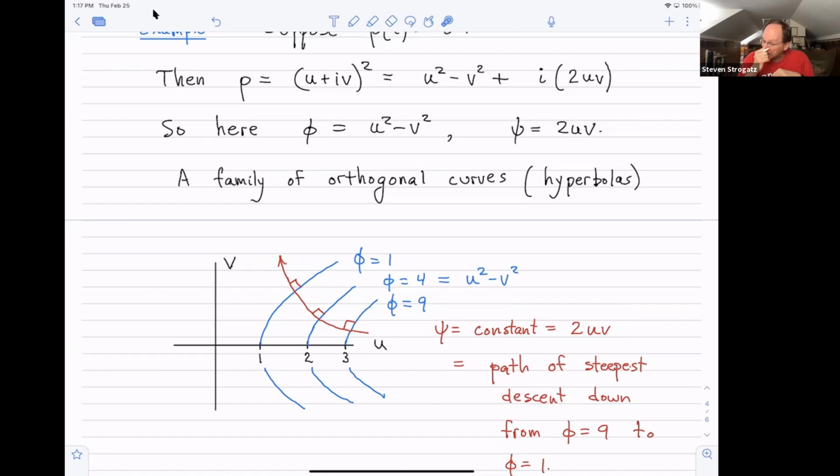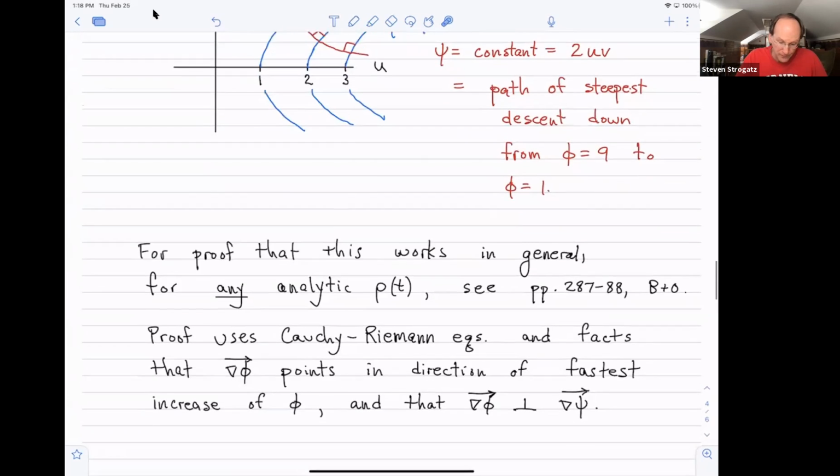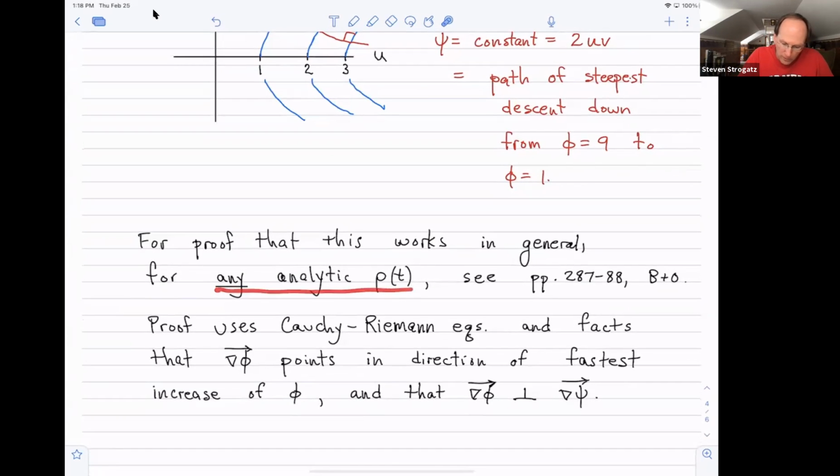And that's a general fact about analytic functions. It's not any peculiarity about this function, rho of t equals t squared. I've just shown it here because I know you know this geometry about hyperbolas, but it's a really wonderful fact that you prove in a complex variables course that this works in general. If you have any analytic function rho, and you look at its real and imaginary parts, they will obey this orthogonality property that I just mentioned, so that the curve of steepest descent down the phi function, the real part, will be level sets of the imaginary part, the psi function.